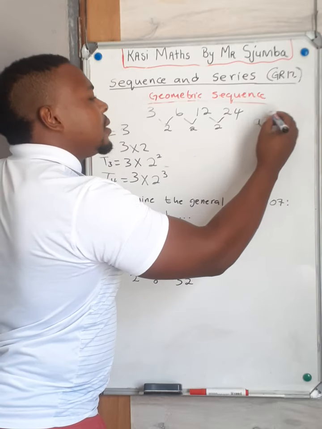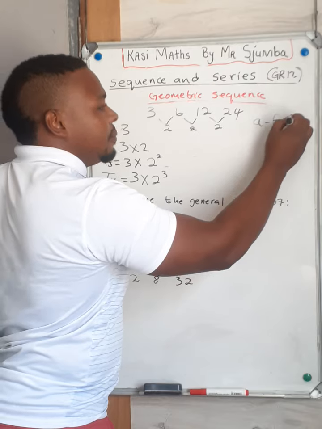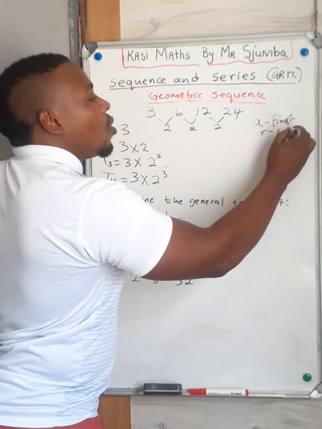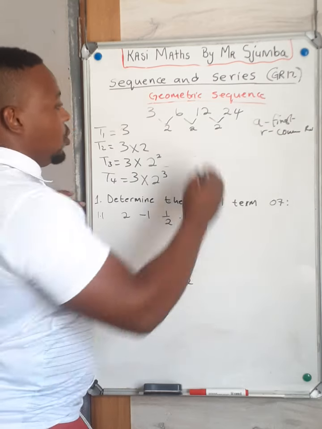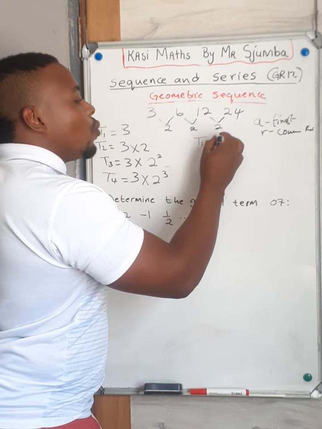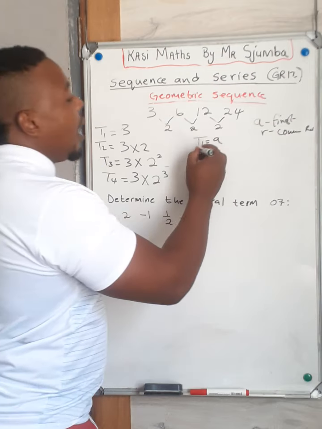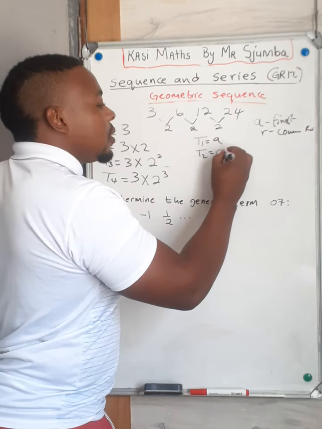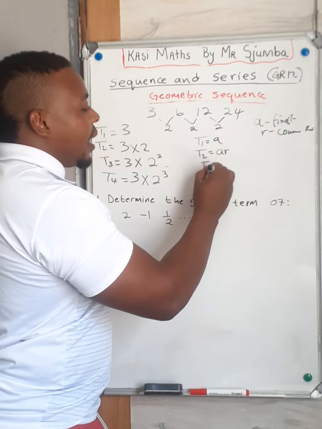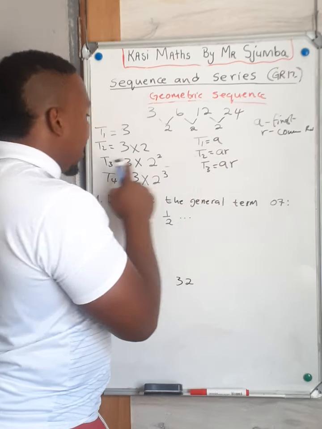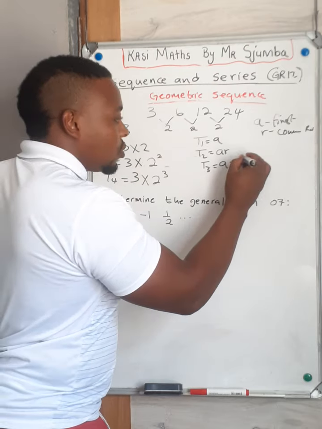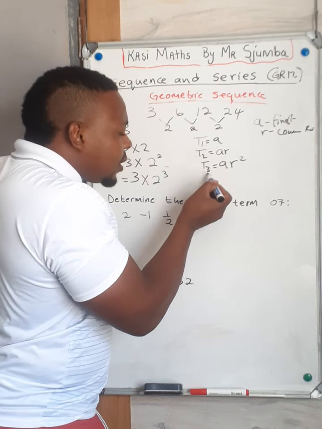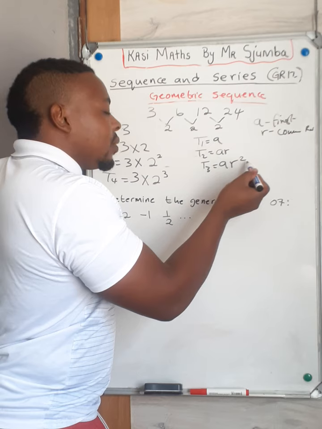Like the arithmetic one, let's say A is our first term, and R is our common ratio. So our first term will be A. Our second term is the first term multiplied by the common ratio, so it's going to be AR. Our third term will be A, and how many R's now? There are 2. So it's going to be AR squared. If it's term 2, there is 1. If we're looking for term 3, R is raised to 2.